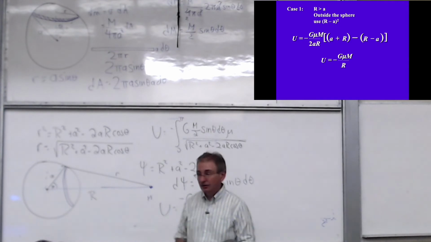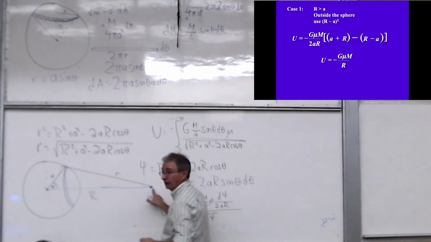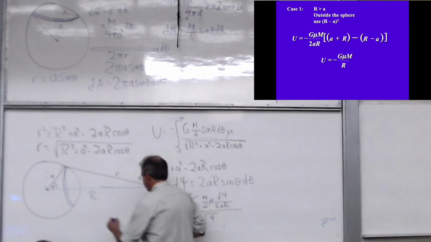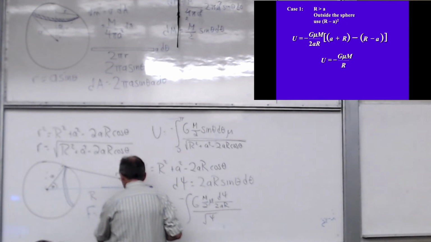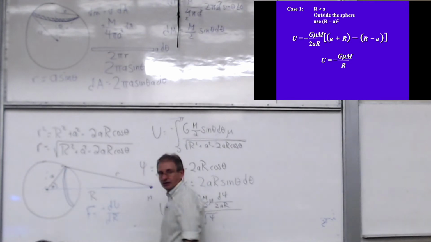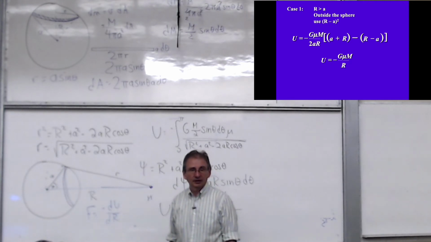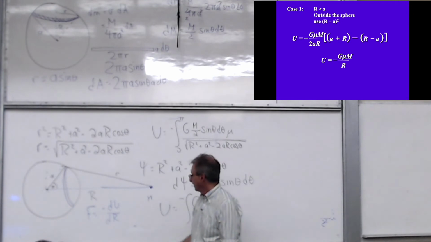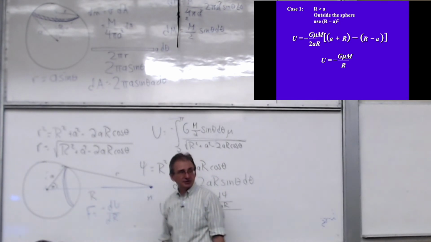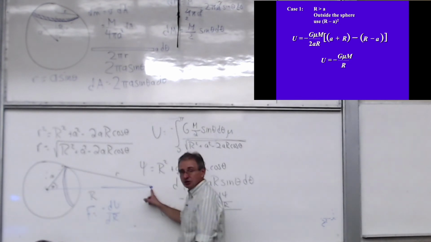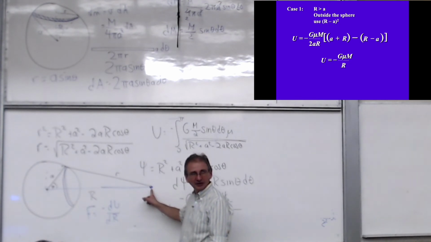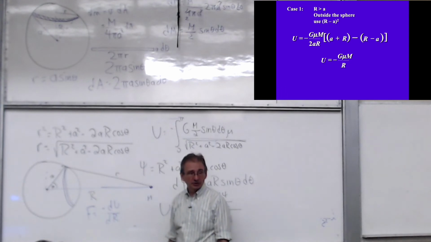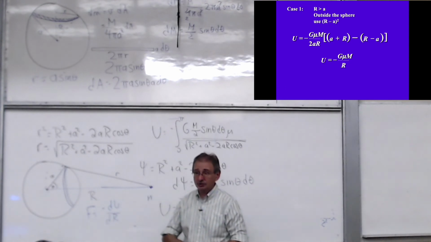In addition, how do I get the force on this thing now? If I know the potential energy, how do I get the force? Well, F is going to be minus dU over dr. And again, if I calculate the force, I'm going to get the equation for the force between two point masses. And if I divide by mu to get the gravitational field, I'm going to get the equation for the field due to a point mass. So I can treat the sphere like a point mass. That's because of symmetry.